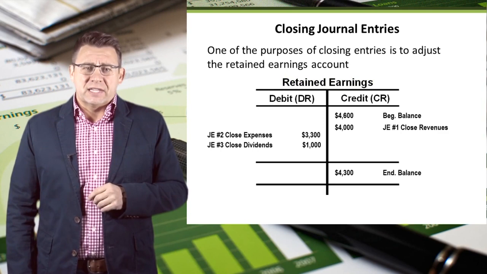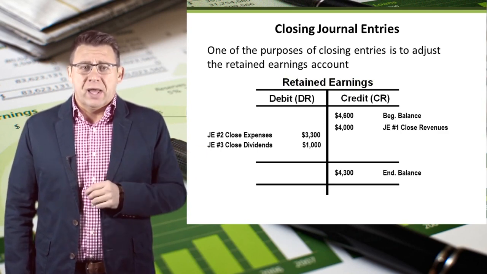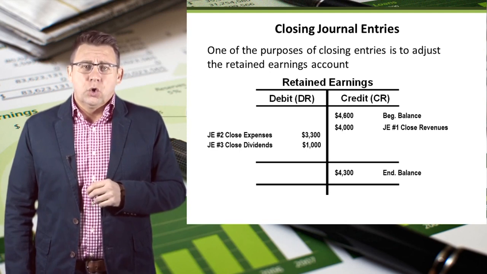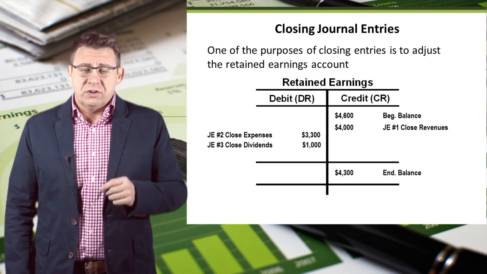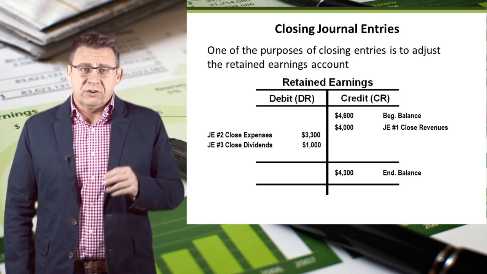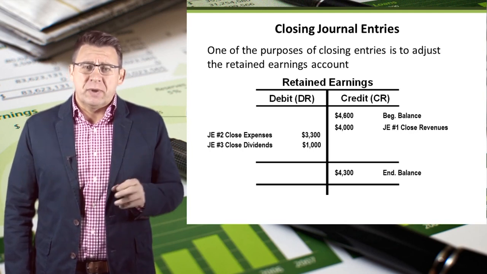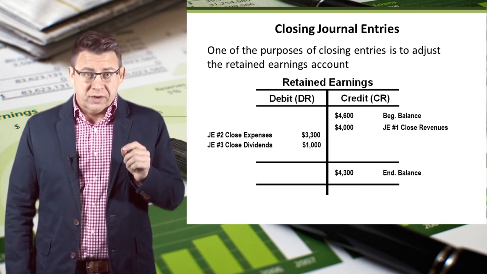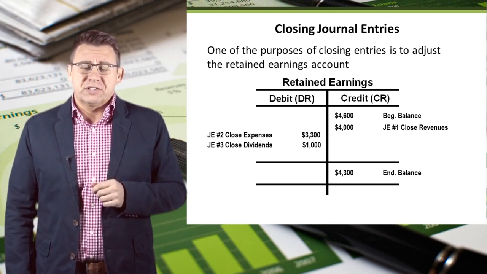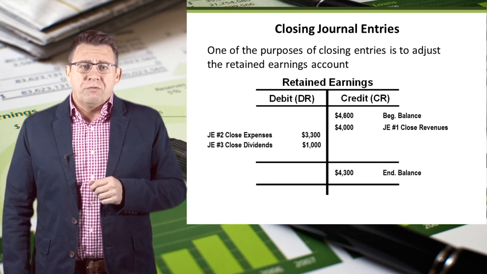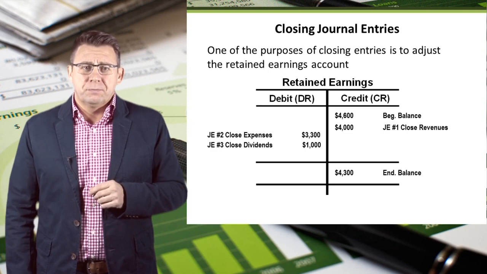Let's look at the retained earnings account. We started with a $4,600 credit balance, which came from the trial balance. We increased the account when we closed revenue. Recall that revenues increase equity. This journal entry is how that happens. We decreased the account when we closed expenses and dividends. Recall that expenses and dividends decrease equity. These two are the journal entries that make that happen. Finally, we have an ending credit balance of $4,300.